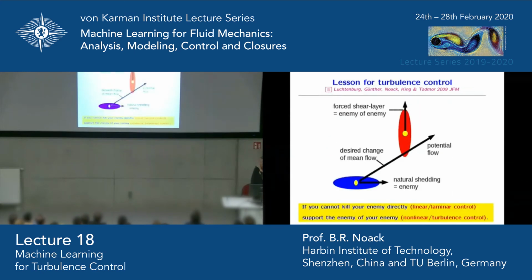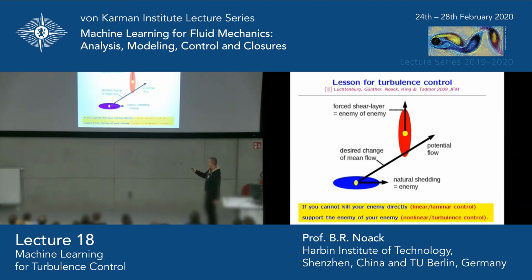So what did we learn? Well, we learned a general lesson. What we would like to do, we have the mean flow with a vortex. We would like to shift it into the direction of the potential flow. Unfortunately, we cannot do it. So what we are now doing, we have to play with the natural dynamics. We just use another fluctuation to change the base flow.